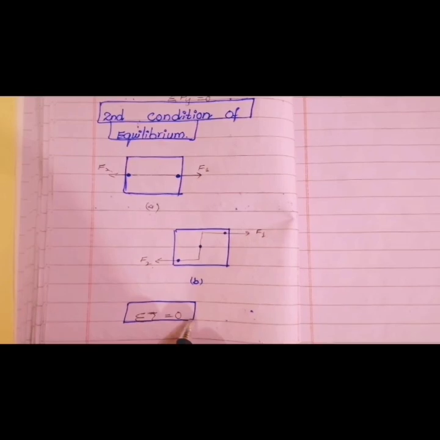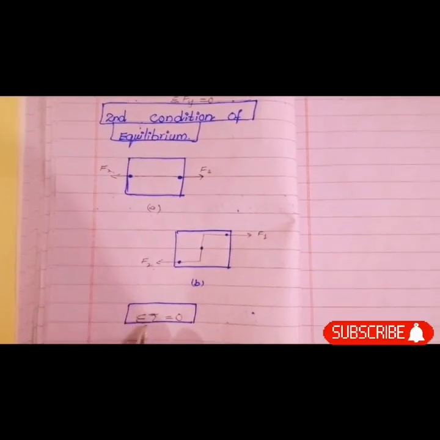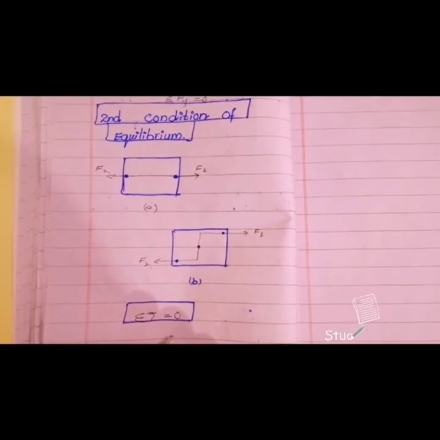So a body is said to be in the second condition of equilibrium if the resultant torque acting on the body is equal to 0.